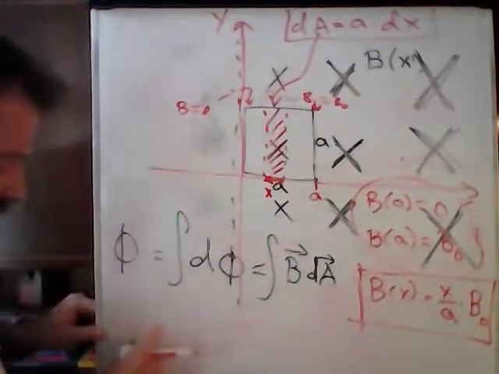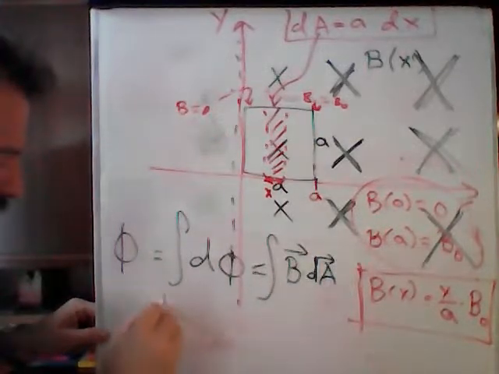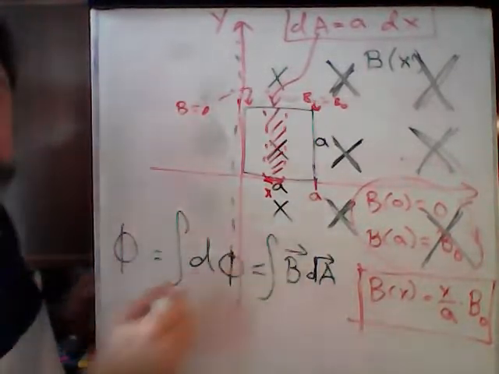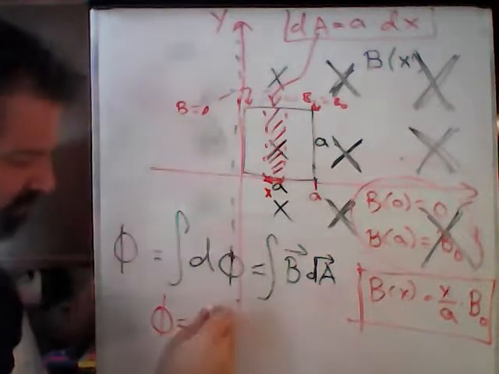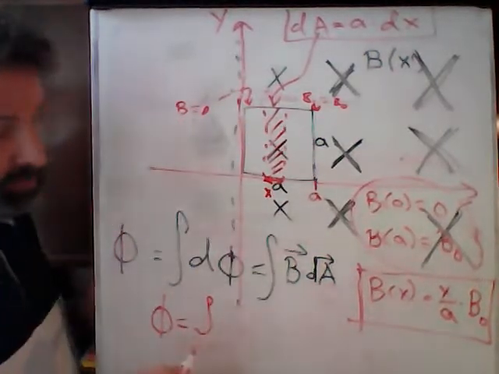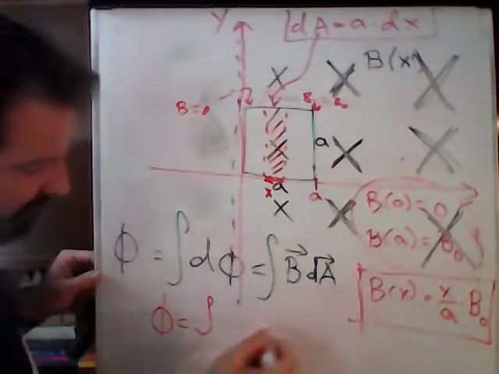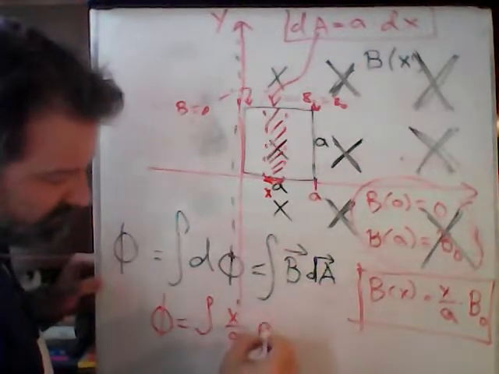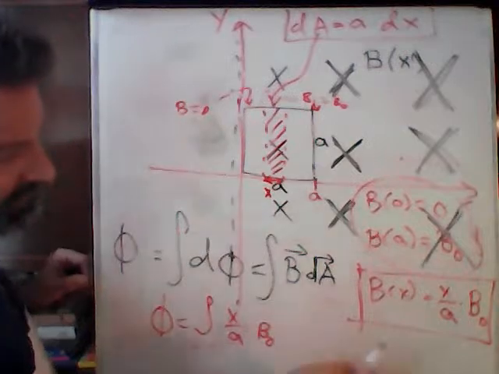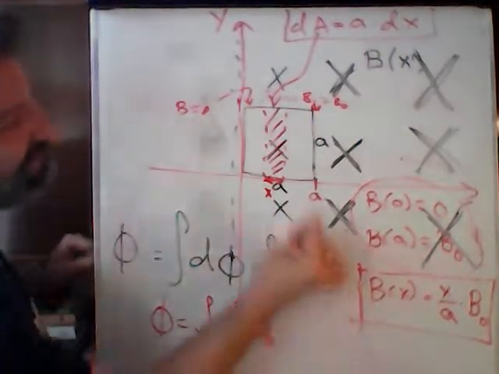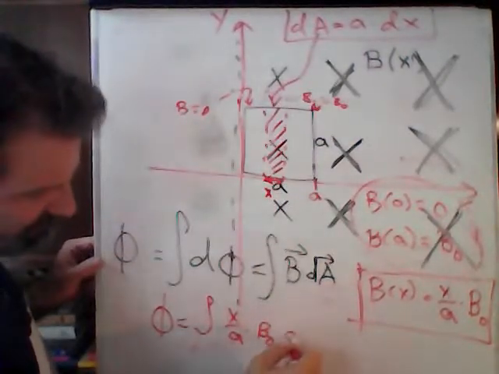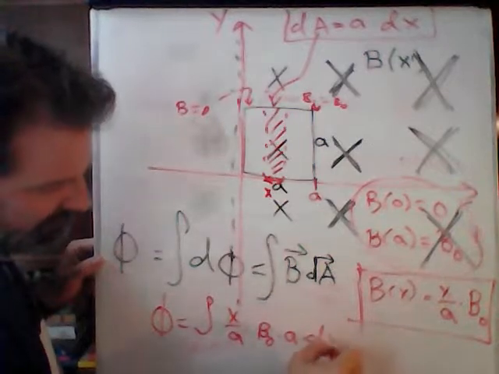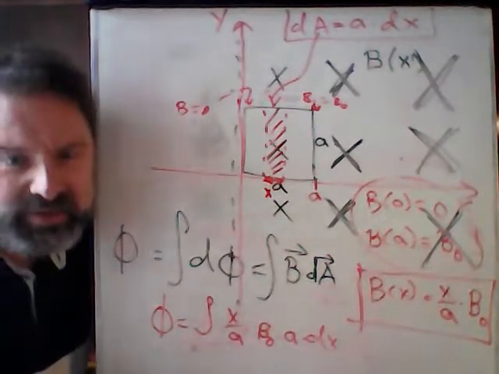And we can go just here, good. So we have phi is equal to the integral of B dA. Now we're going to integrate B, that's x over a times B0, which is a constant. That is B. And then dA is a times dx. Wrote that down, worked out okay.